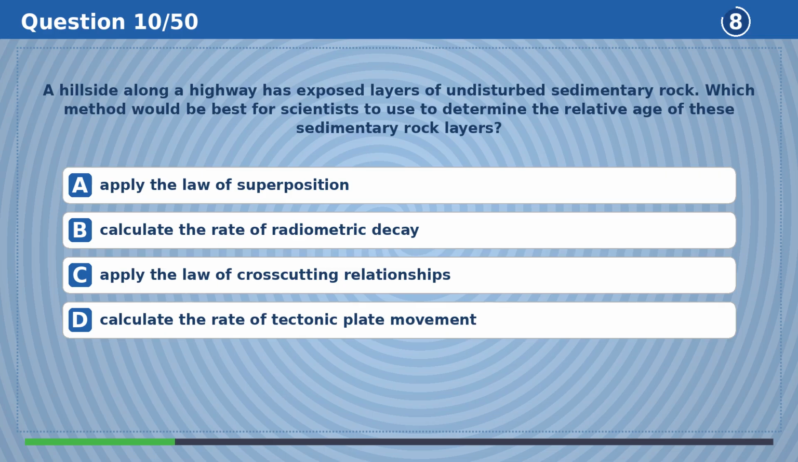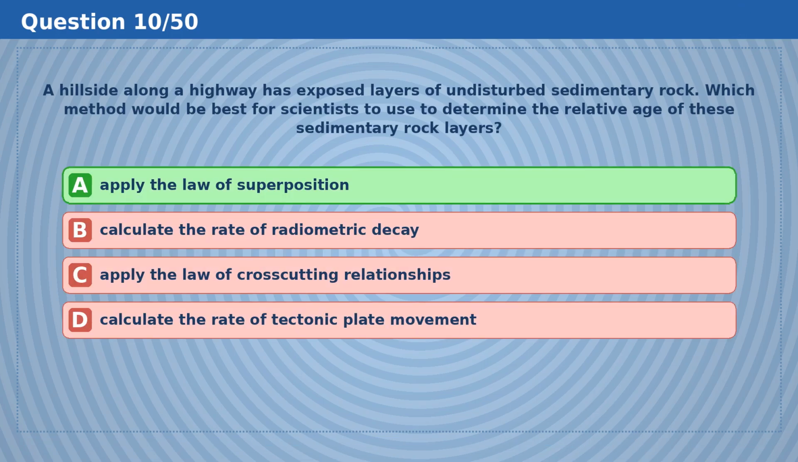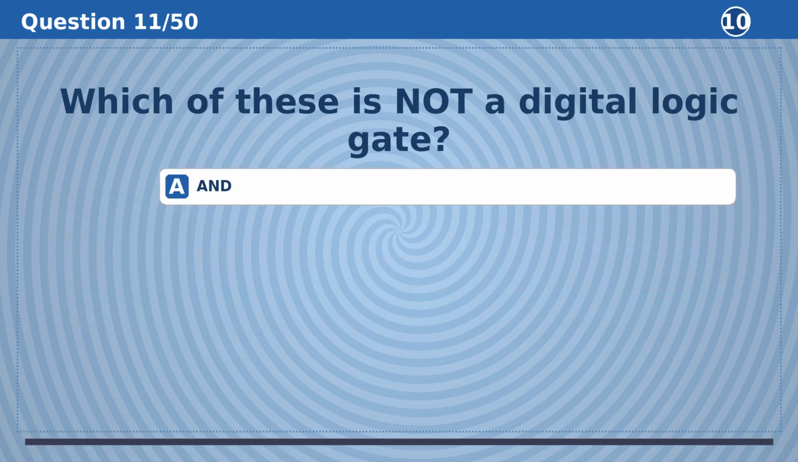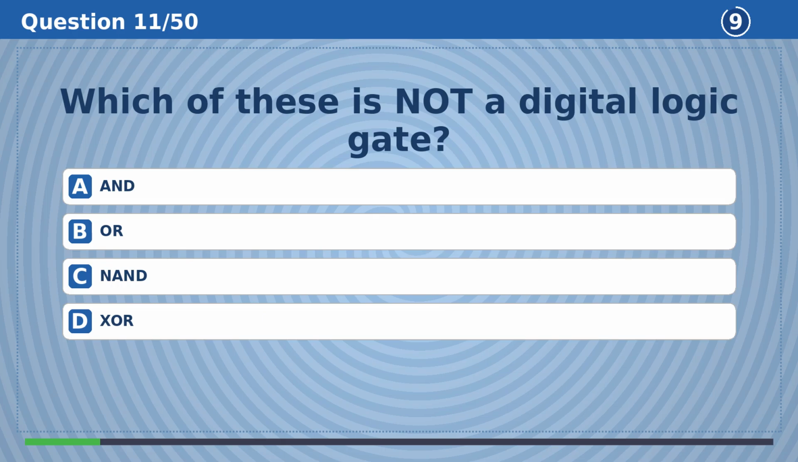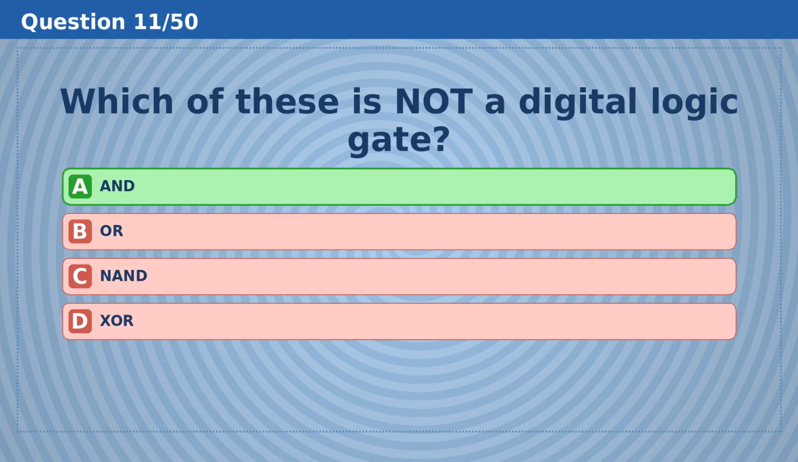A hillside along a highway has exposed layers of undisturbed sedimentary rock. Which method would be best for scientists to use to determine the relative age of these sedimentary rock layers? The answer is A. Apply the law of superposition. Which of these is not a digital logic gate? The answer is A. And.